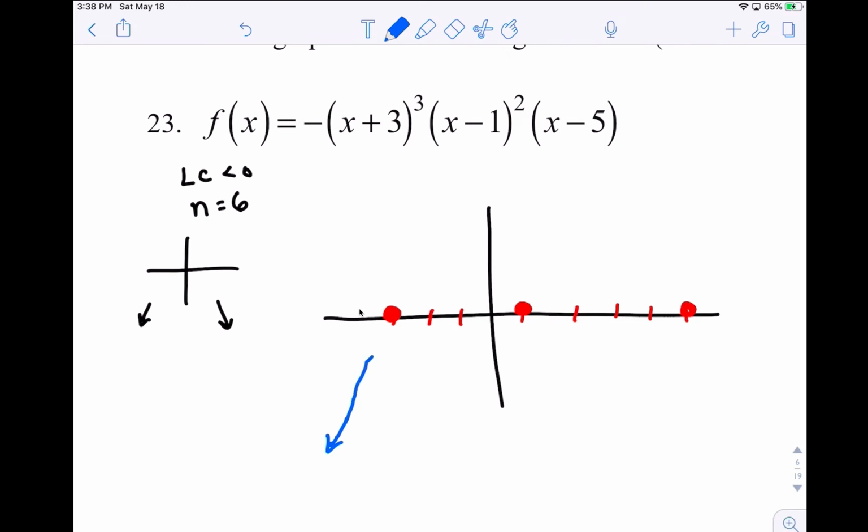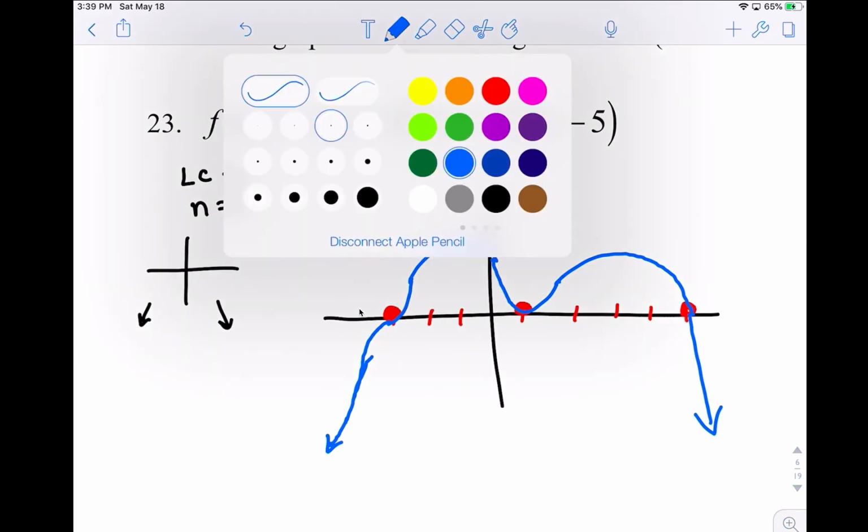Okay, so as I come up to my first root, I see that my multiplicity there is 3. So I have to kind of change concavity at -3. You don't want to pass just straight through it. And then when you go to 1, you have to bounce off of 1, like so. And then the last one, you're going to go straight through 5. All right, so that is the graph for f of x there.